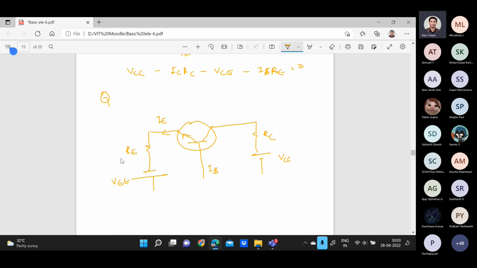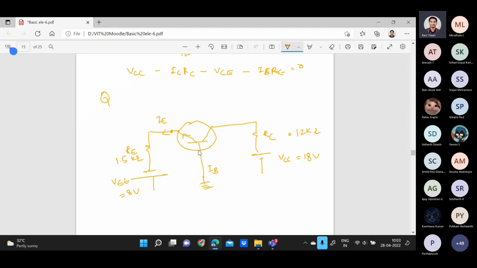For example, the value of RE they are giving as 1.5 kilo ohm. VEE they are giving suppose 8 volts. IB they are actually grounded directly. And RC they are giving 1.2 kilo ohms and VCC is 18 volts. What you have to do here, whenever you see such circuit, you have to apply the KVL directly. Okay, but these voltages are important.